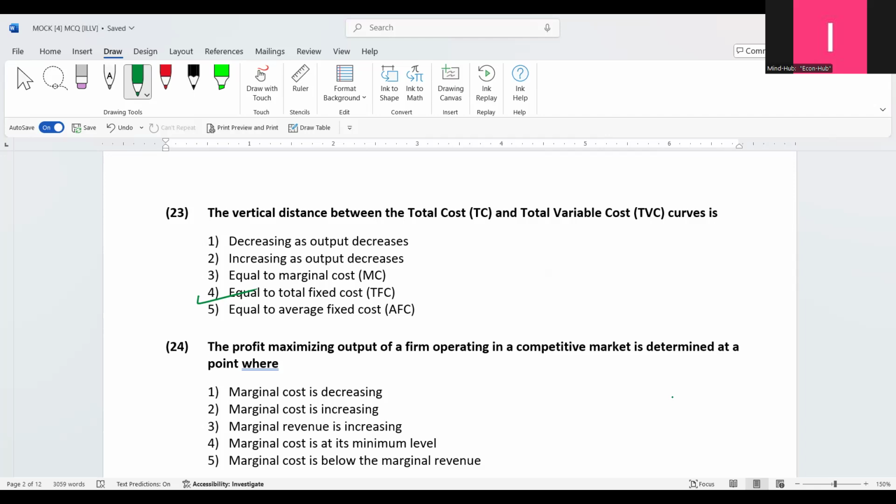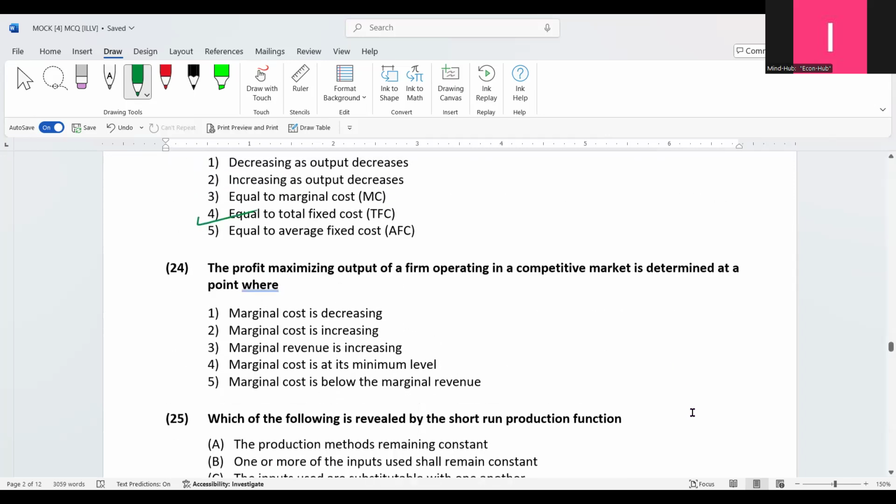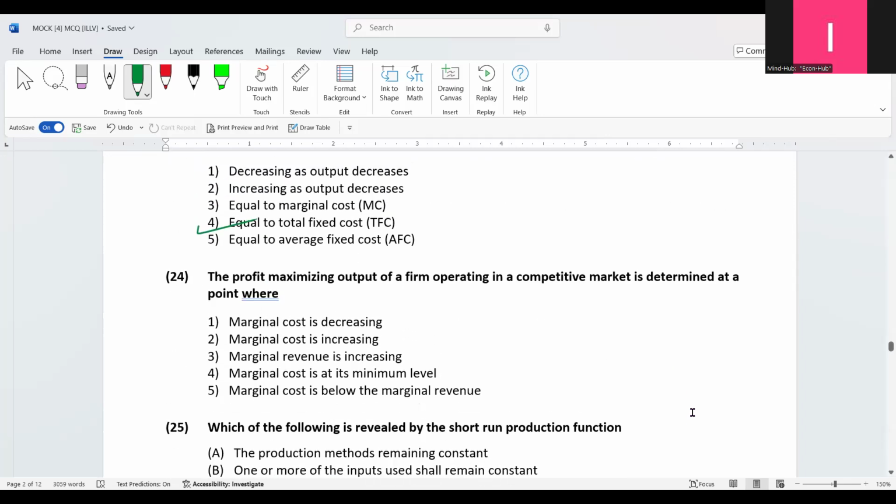Question 24. The profit maximizing output of a firm operating in a competitive market is determined at the point where marginal cost is increasing, and when MC equals MR. Marginal cost should be increasing. Answer number 2.